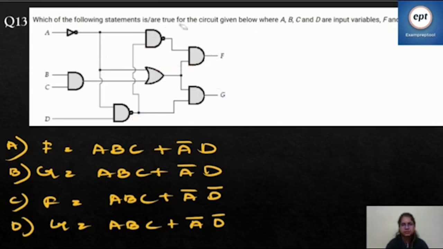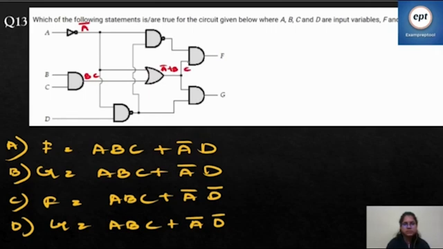Let's just look at the F first. So this will be A bar. Let's see for this expression only. So this is the A bar, and now it will be BC. And now here if we take, A bar is coming and here BC is coming, so it will be A bar plus BC, like this.